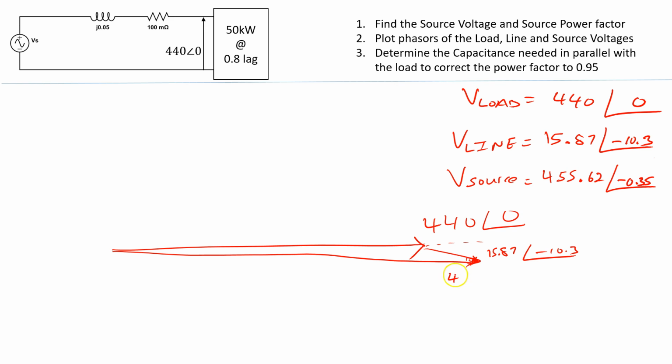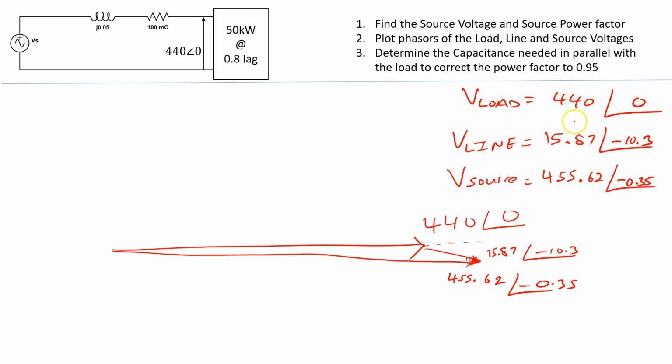This one should be 455.62 angle minus 0.35. Good. So you'll see here we have a closed triangle. V load plus V line is equal to V source. So that is what we want to see in the phasor diagrams. And that is all the phasor diagrams are.